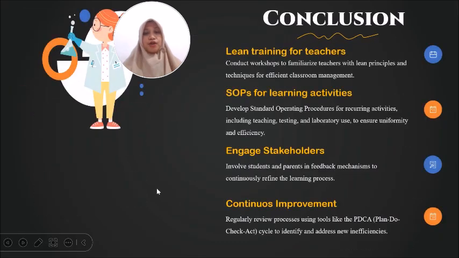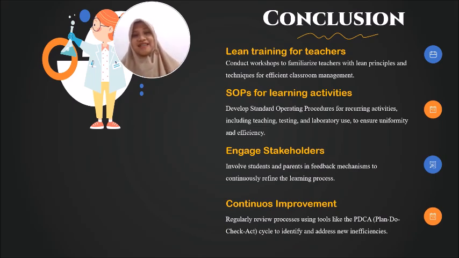And we come up with a conclusion. The general conclusion that we can propose to the school by this research is, first, lean training for teachers. We should conduct workshops to familiarize teachers with lean principles and techniques for efficient classroom management. The second, we should develop SOPs for learning activities, or standard operating procedures for recurring activities including teaching, testing, and laboratory use to ensure uniformity and efficiency.